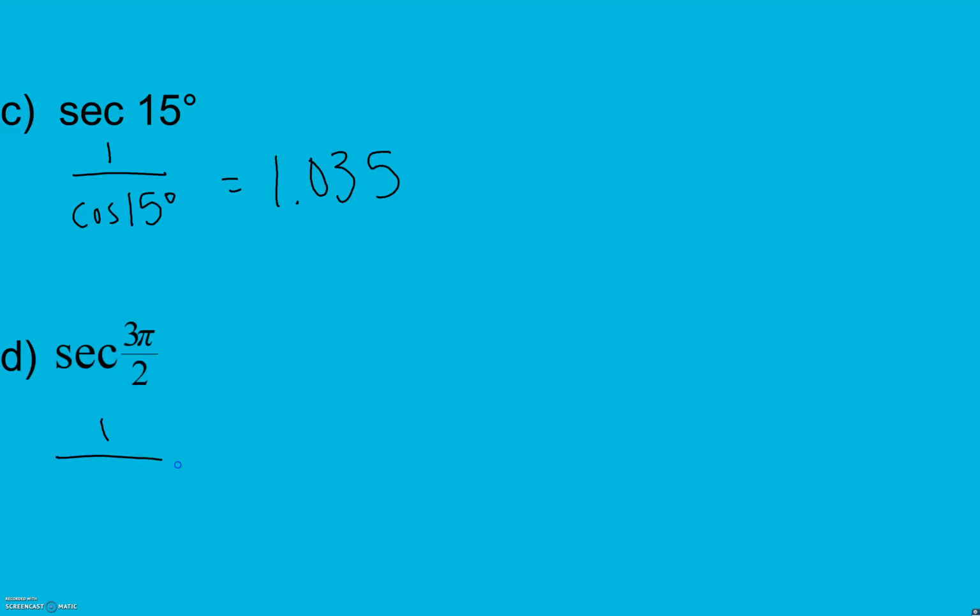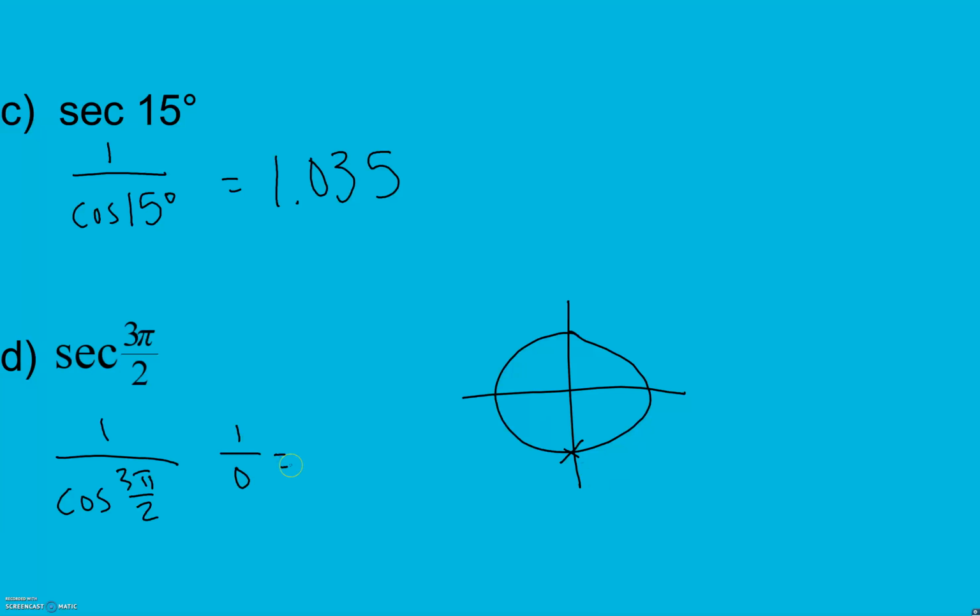Secant is 1 over cosine of 3 pi over 2. Cosine of 3 pi over 2, guys, is here. Our x value is 0. So it should give us a division by 0. Okay, 1 divided by cosine of 3 pi divided by 2. Close your parenthesis. Yeah, division by 0. So this is undefined.